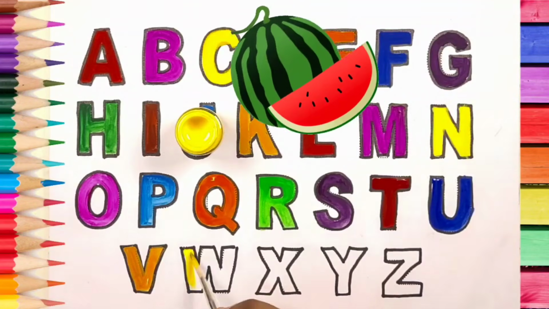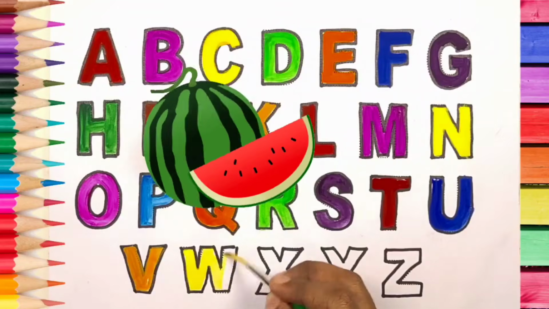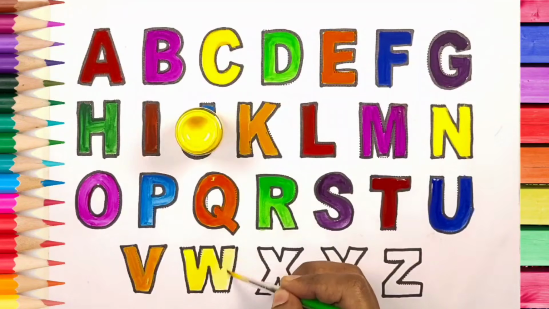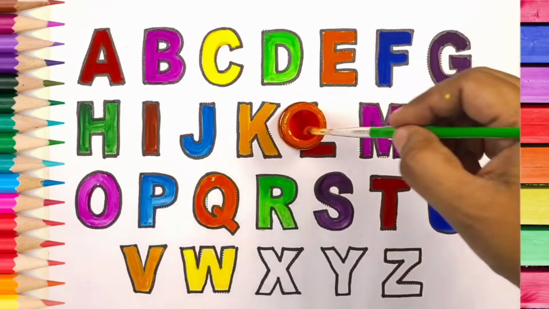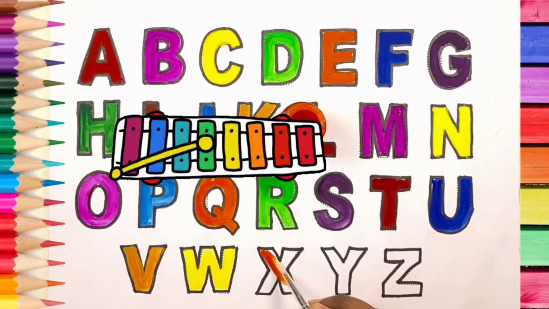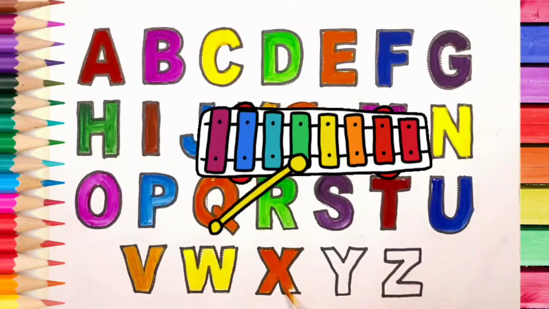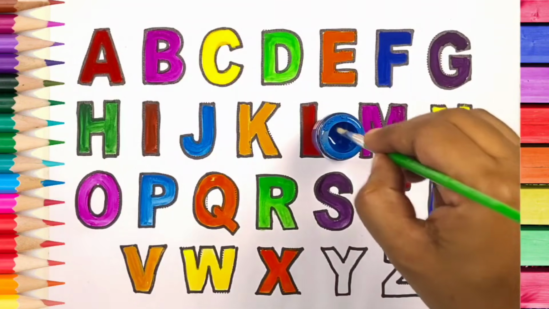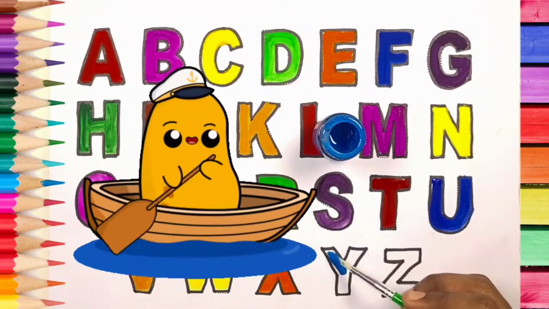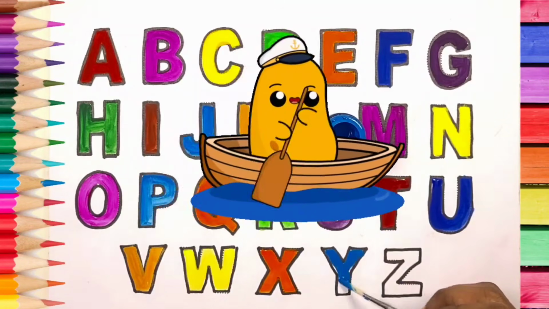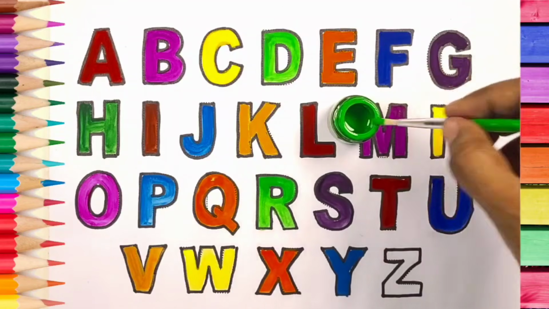W for watermelon. X for xylophone. Lost my partner, what'll I do? Skip to my Lou, my darling. Lulu, skip to my Lou. Y for yacht. Skip to my Lou, skip to my Lou, my darling. Found my partner, love is true. Z for zebra.